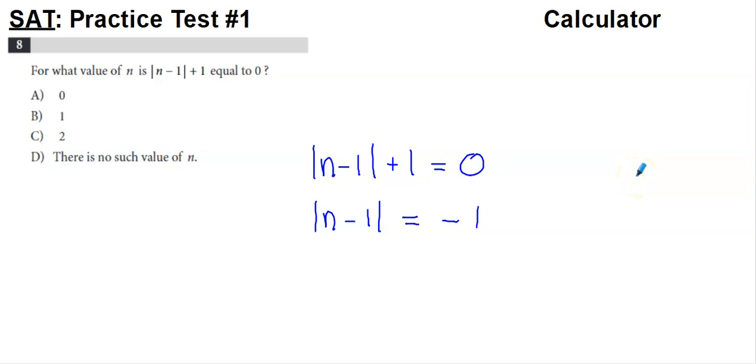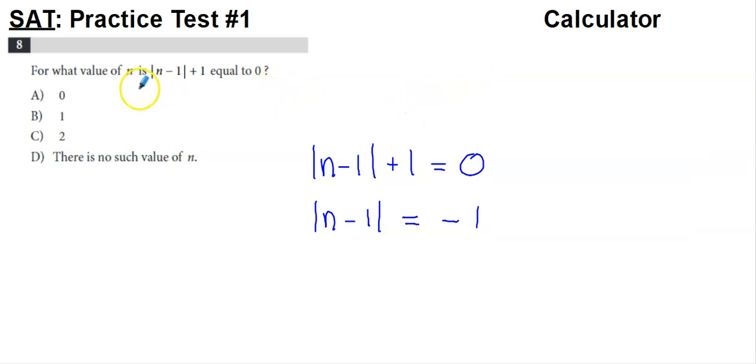Here's a problem from an SAT practice test. We do have access to a calculator for this one. This one's really pretty straightforward. You just pretty much have to know what absolute values do to whatever ends up inside of them. And then this particular problem isn't really that big of a deal at all.